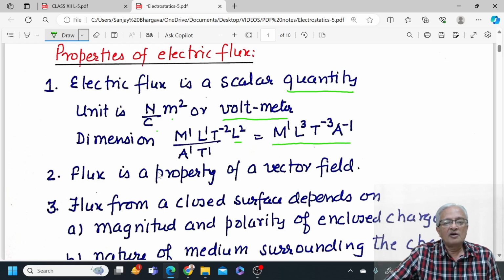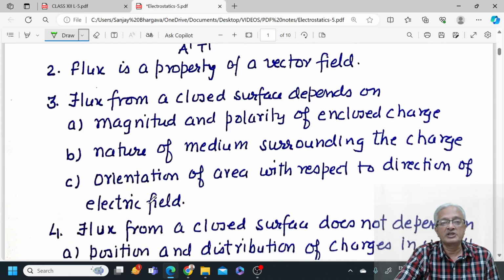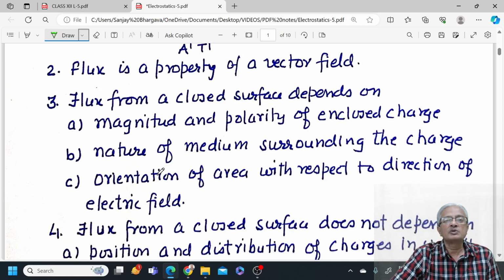Now we can say flux is a property of vector fields. Why? Because vector has a directional nature. So we have already said that directed motion of electric field lines would be called flux. So flux is always related to some vector field. We can have flux of electric field, flux of magnetic field, we can also think about the flux of gravitational fields. So we can basically say flux is a property of vector fields.